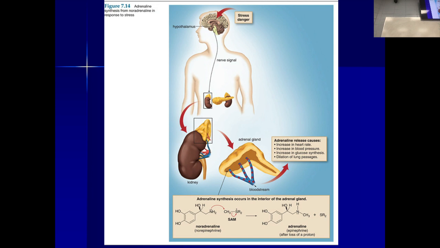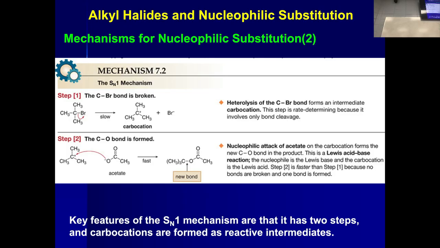This is the active molecule that gives you increased heart rates, yada, yada, yada, right? Again, kind of looks similar to methamphetamine, right? But what happens is your body releases this, it reacts with SAM, it gets methylated, and it triggers the response. So your brain can control the adrenal gland in terms of releasing the noradrenaline. Nothing more than an SN2 reaction. Okay, but it's biologically important. All right.